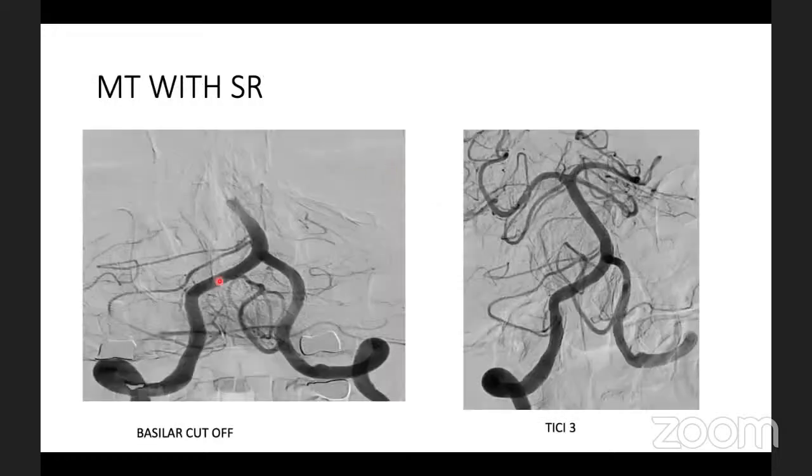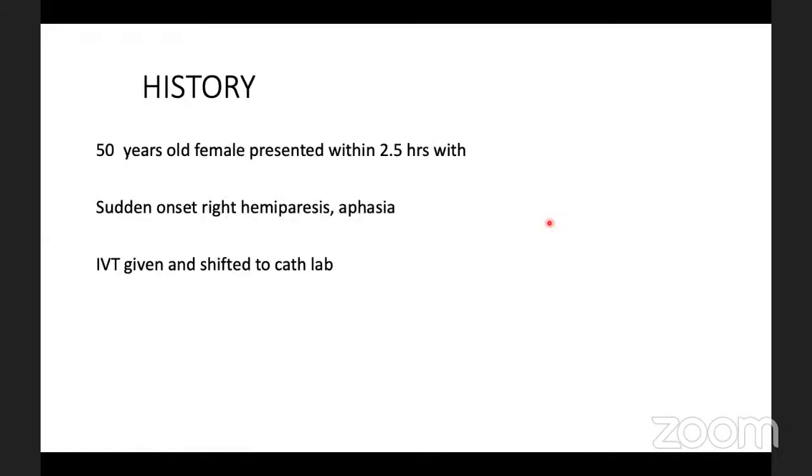What we see here is a basilar cutoff, and a clot meniscus sign is predominant. First pass, TICI 3 in the first pass. All these are important prognostic factors. IV tenecteplase was given to this patient, and with the first pass, the patient attained TICI 3 recanalization.